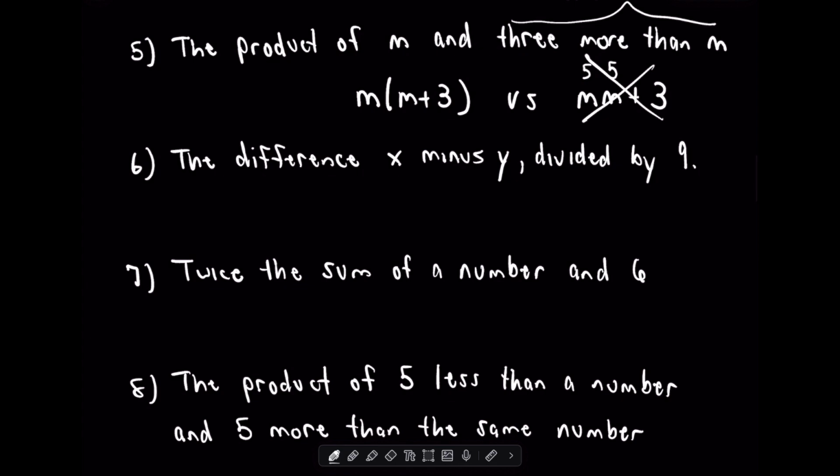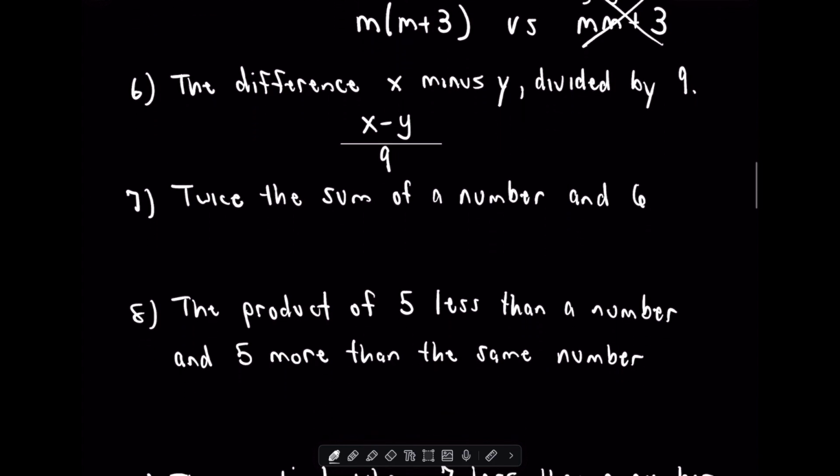Okay, so the difference x minus y divided by 9. Okay, so I've got a difference, so I know there's going to be a fraction in there somewhere. Well, x minus y, there's x minus y. And it says that quantity is what's being divided by 9. And it wouldn't be incorrect to even put this in parentheses, but you don't have to in this case. It still says the same thing.